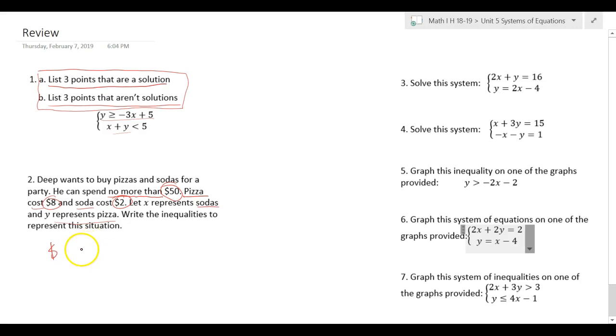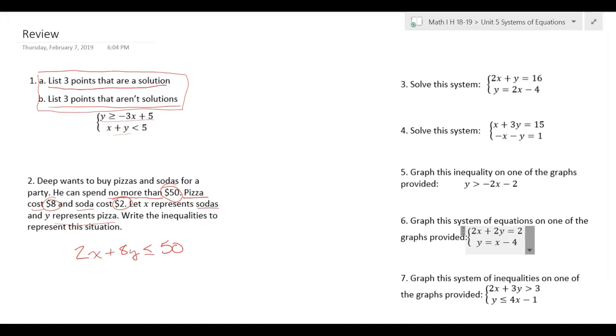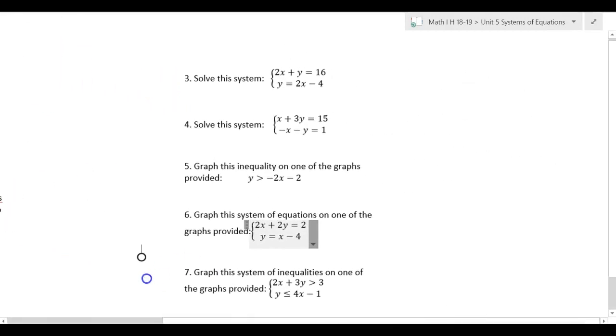Well, I know that sodas are X, so 2X plus 8Y cannot be greater or must be less than $50. So right here, this is our inequality. And this is the situation for Deep's party right there. So now we're going to go over a couple systems, how to solve them, and things along those lines.